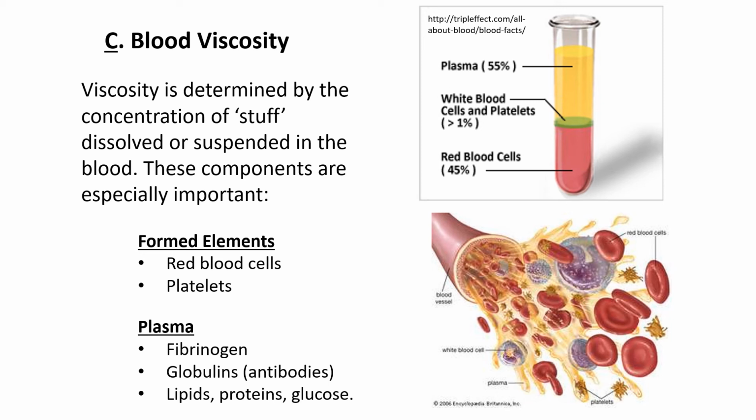We have things that are dissolved within the plasma, within the liquid portion of the blood. We have large proteins like fibrinogen. Remember, that's involved in blood clotting. We have globulins, which are antibodies. We have lipids and proteins and glucose and hormones and all sorts of other things that are found within the plasma. If you increase the concentration of this material, either by pumping more of it into the blood or by dehydrating the blood and pulling out water, you will get more resistance.